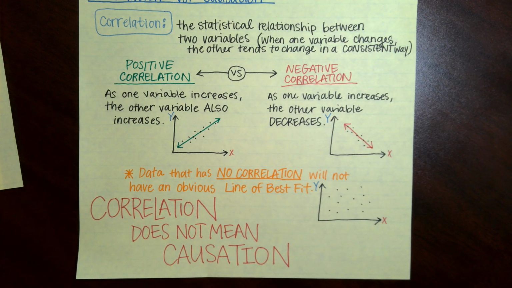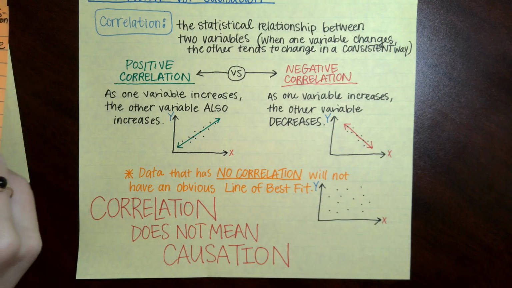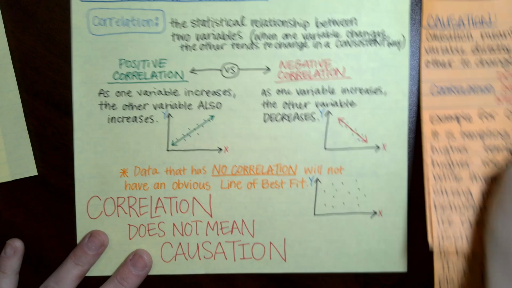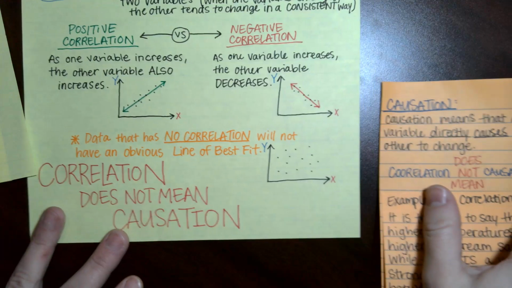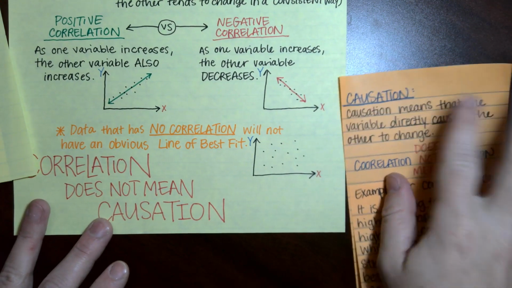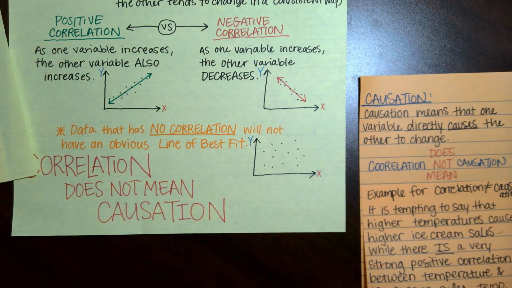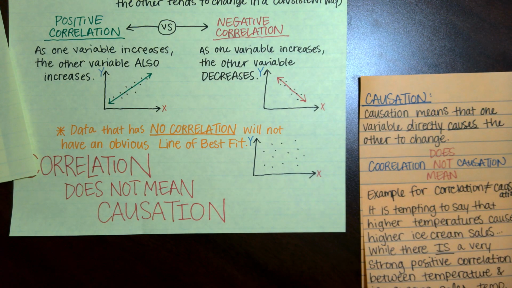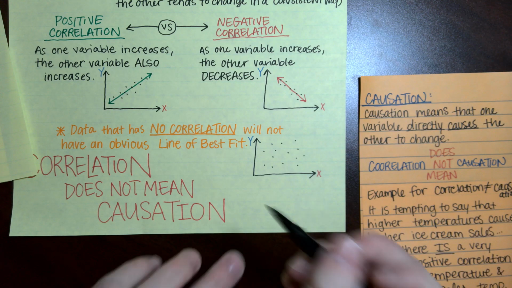So let's talk about a bunch of examples of that, because I think that sometimes is the best way to explain something. And before we do that, let's write down what causation means. Here's my notes. Causation means that one variable directly causes the other one to change. It's the reason. Okay, so let's write this.